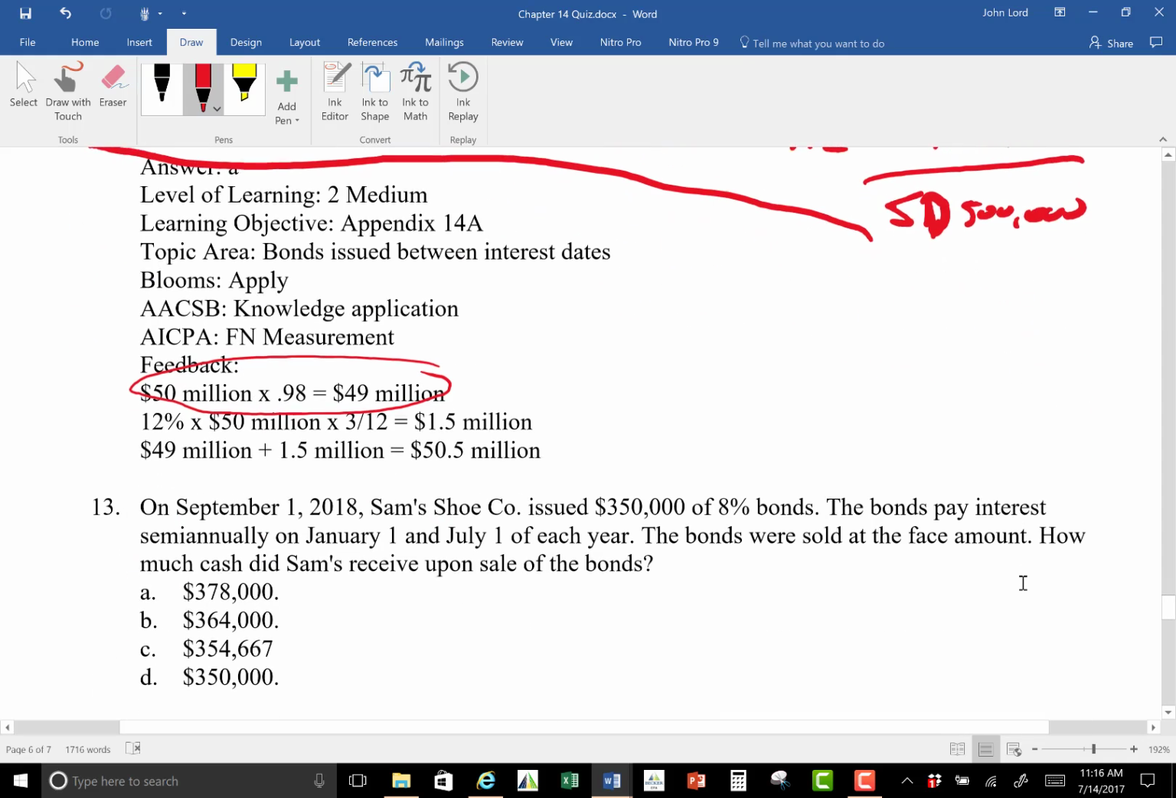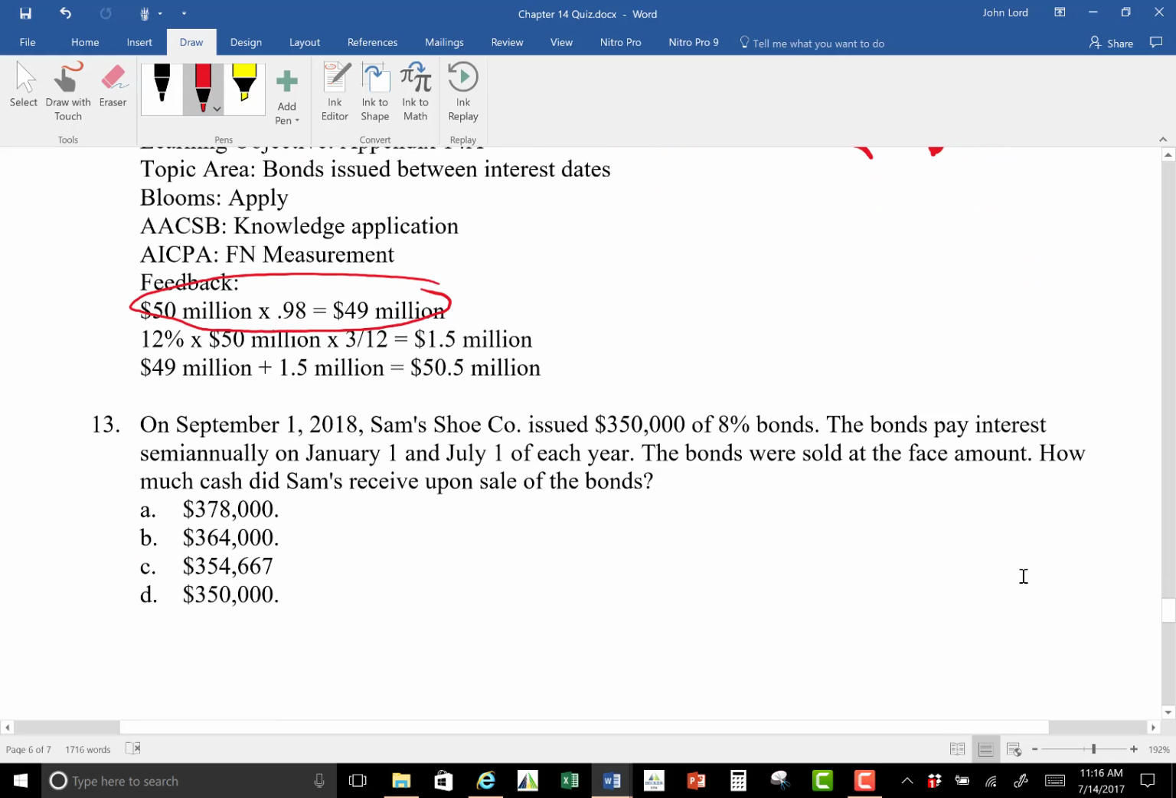Okay, so let's go ahead and take a look at this one now. It's bonds issued, and they pay interest semi-annually January 1st and July 1st. And the bonds were sold at face amount. Since they were sold at face amount, I know I got at least $350 cash coming, because they're asking me what's going to come in. But now I've got to get this accrued interest. The last interest payment would have been on July 1st, and they're issuing the bonds on September 1st. So that's all of July. That's all of August, right?